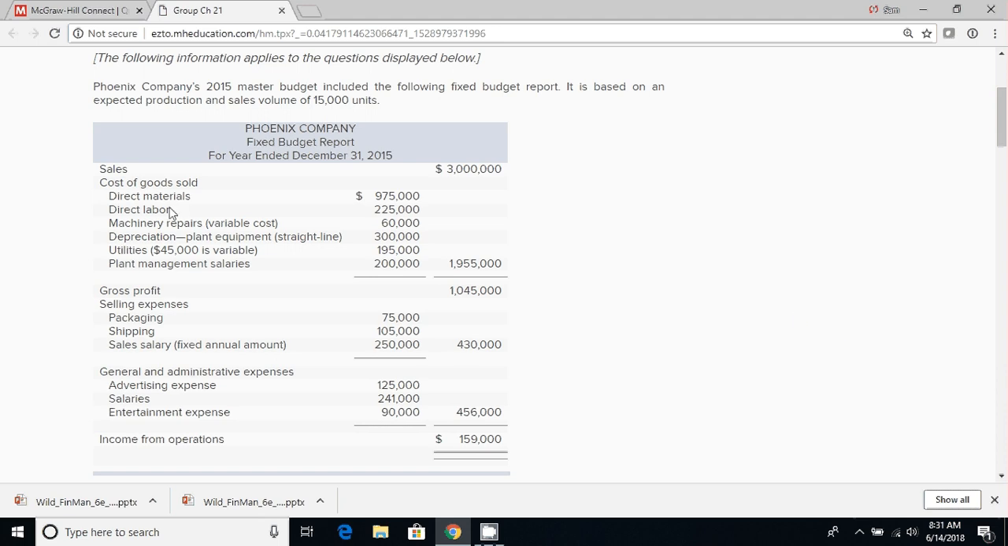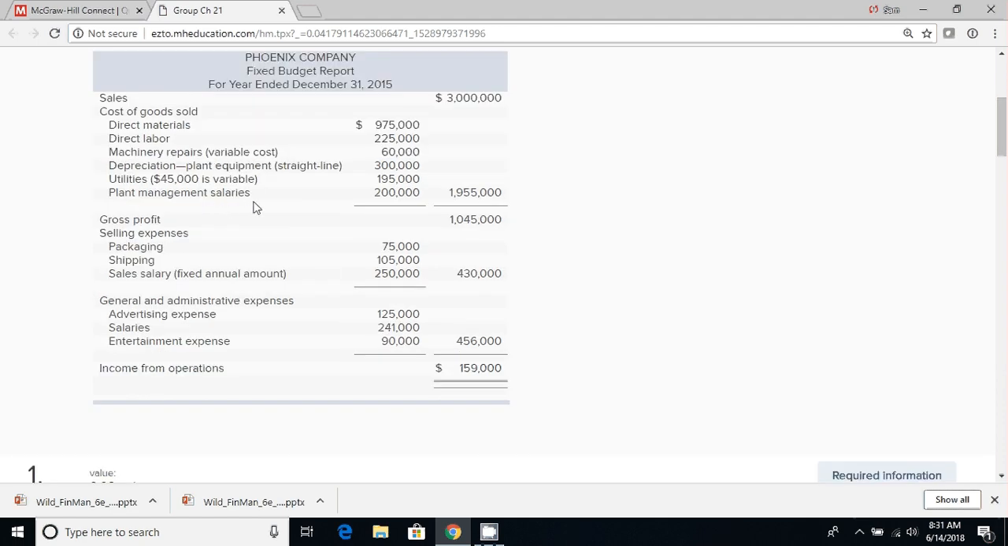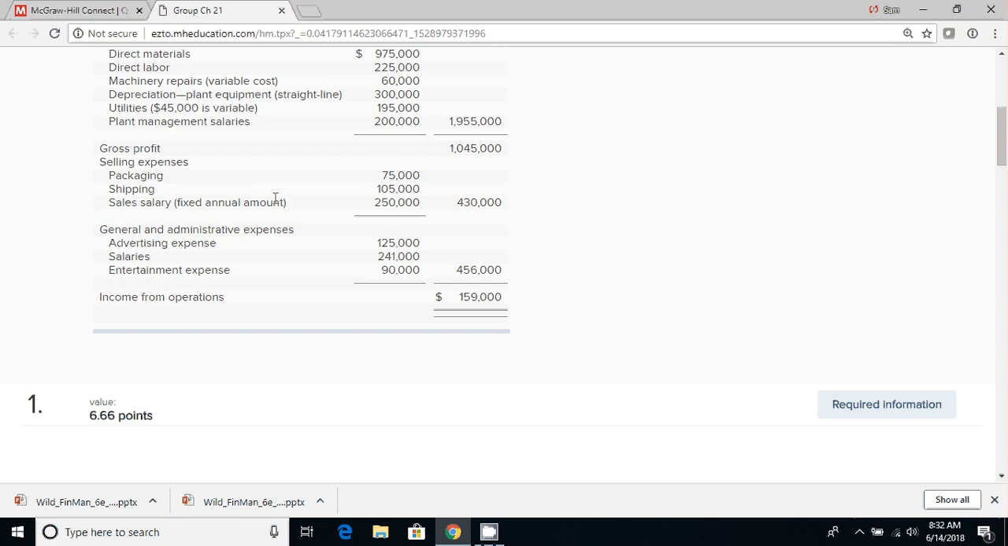We know without a doubt that direct material and direct labor are variable costs, right? Machinery repairs, they're telling us that it's variable. What about depreciation, plant equipment, straight line? I think that feels kind of fixed, right? The utilities, they're telling us that 45,000 of this 195,000 is variable, so obviously 150,000 is fixed. How about plant management salaries? Yeah, if you said fixed, you'd absolutely be right. These are salaries. If it said wages, then it might be variable, but management's typically going to be salaried and going to be fixed.